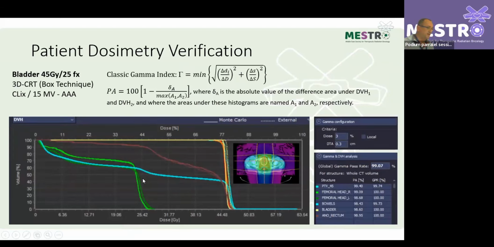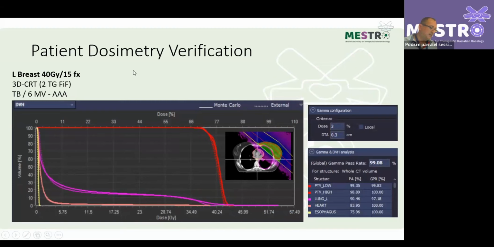A comparison of DVH, dose volume histogram, is shown here with the gamma index equal to 99.07 for 3% and 3 millimeter. And gamma analysis is complemented by a comparison of DVH using this formula, PA, percentage agreement. And the value of PA is given here also. As you can see, this is an excellent result. Here is an example of breast. So the gamma index is 99.08% for 3%, 3 millimeter as a criteria.